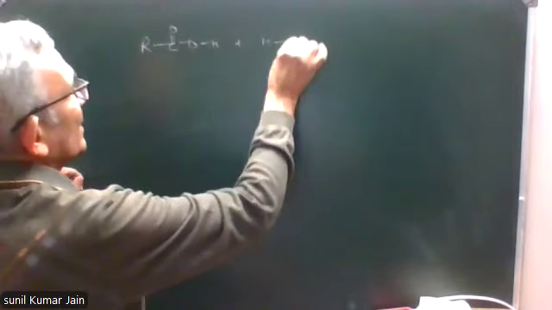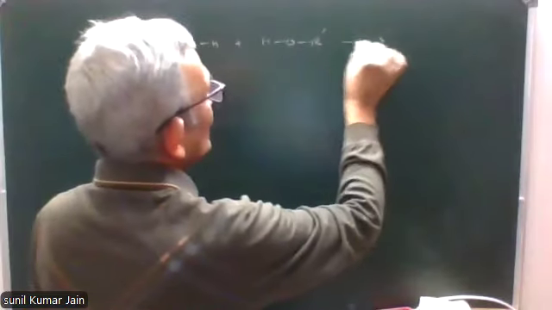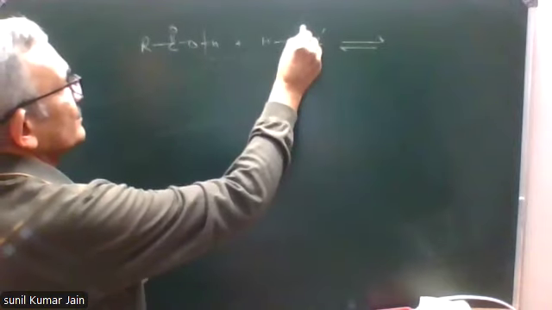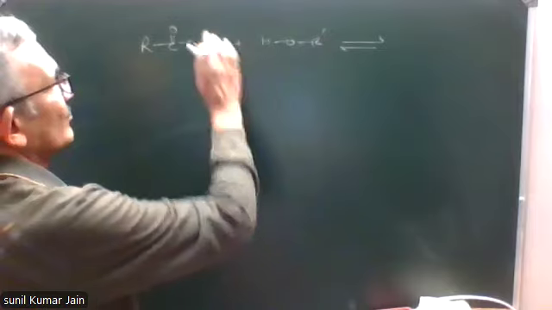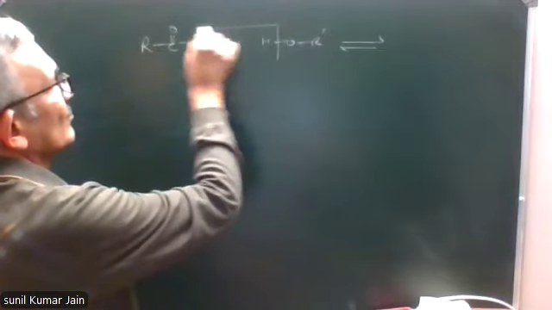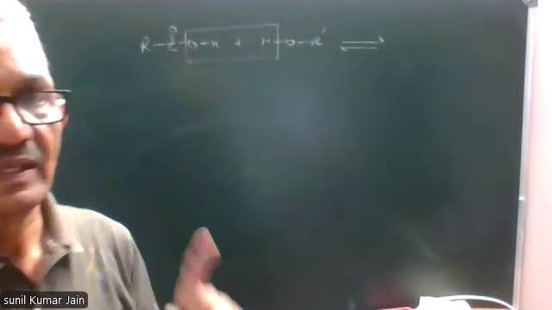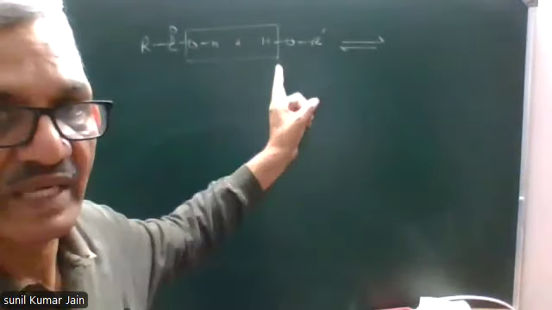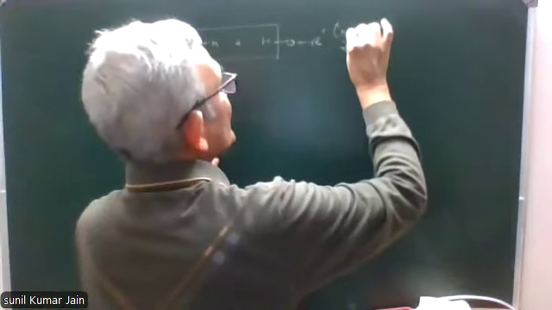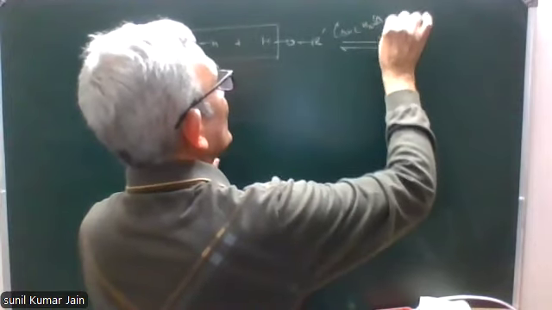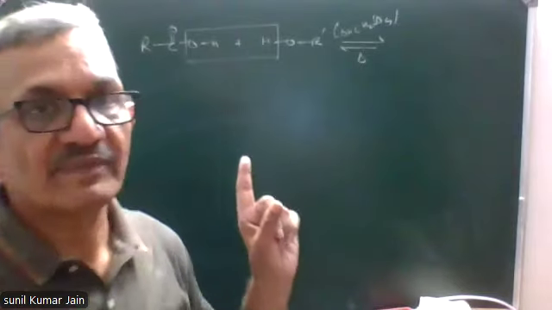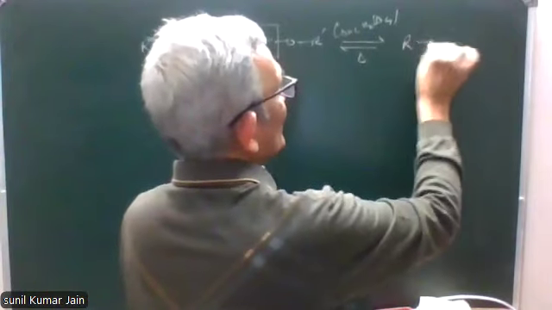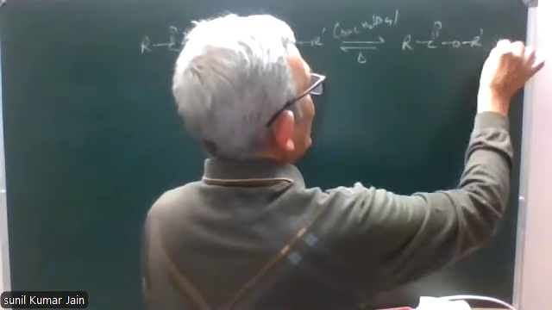Carboxylic acid with alcohol, a reversible reaction. This reaction comes under OH cleavage of alcohols. So mark according to that. In the presence of concentrated sulfuric acid and heat, this reversible reaction gives the product ester, RCOR dash, and water.